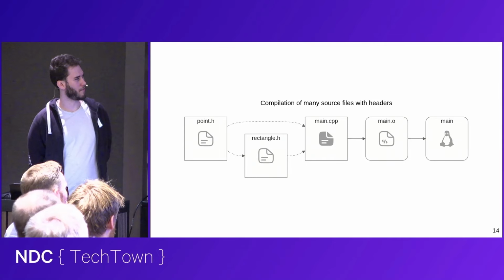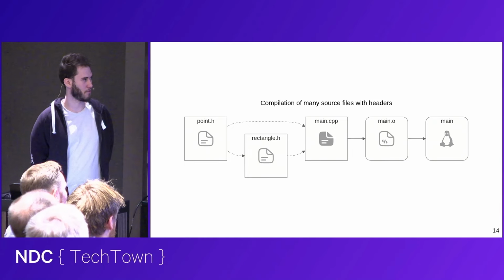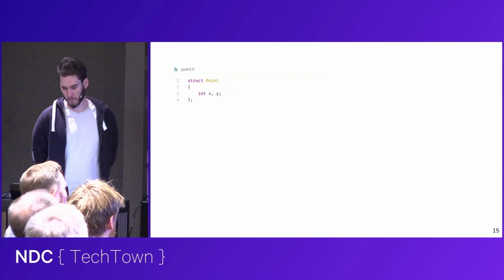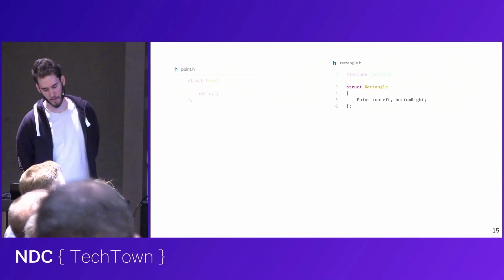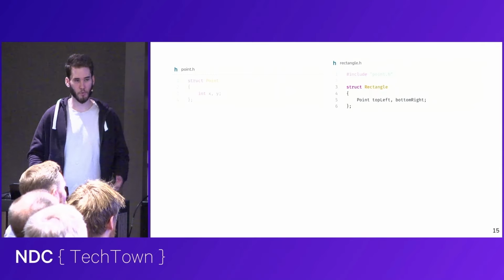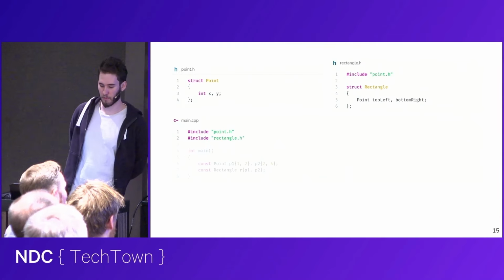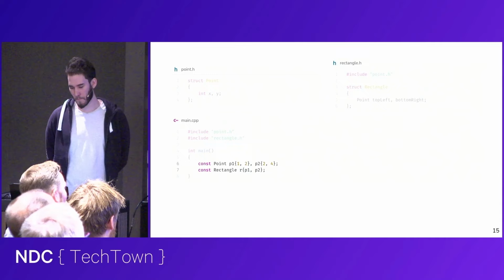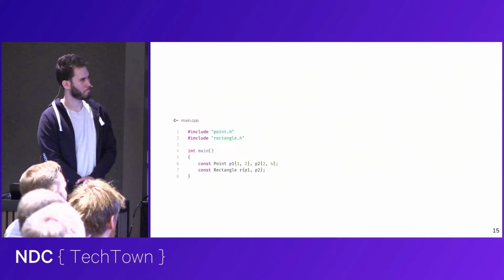If we have this compilation flow where you have this point header that is used by rectangle and also used directly by main.cpp, and our point just looks like this, you have a struct point, then a rectangle that includes this point, and then makes use of it by composing on top of this point to create the rectangle class, and then our main.cpp that includes both of these headers and then makes use of them by creating a point and then a rectangle, we can try to observe what the compiler is really doing in this situation.